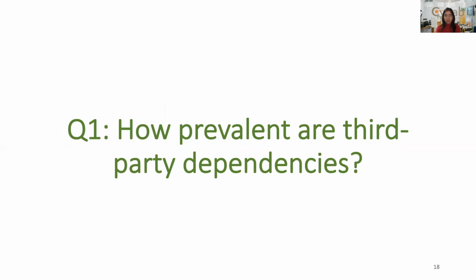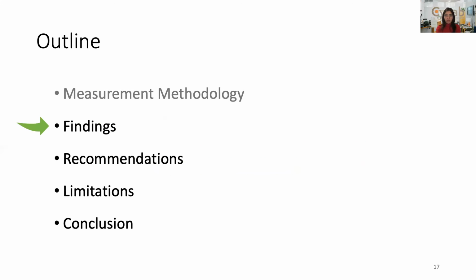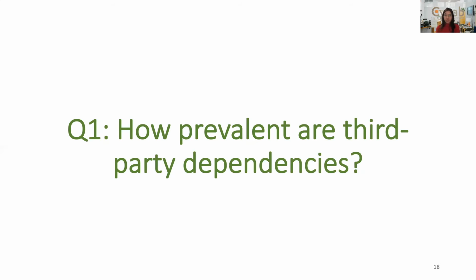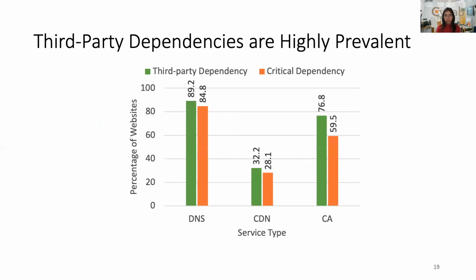Now we present our main findings. I will start by answering the question, how prevalent third-party dependencies are and how concentrated different third-party providers are. Overall, we find that 89% of the top 100,000 websites use third-party DNS, 32% use a third-party CDN, and 76.8% use a third-party certificate authority.